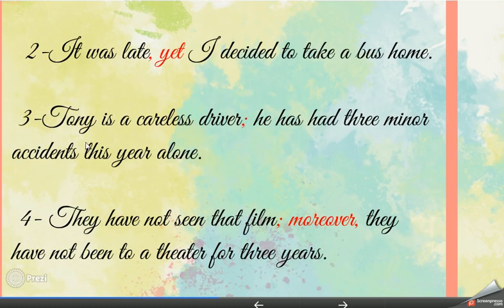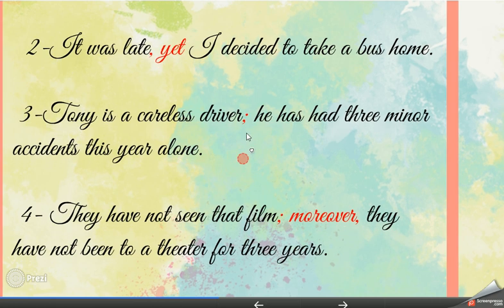Another example: Tani is a careless driver. See, this is an independent clause. The semicolon is considered a coordinating conjunction. Okay, so this is very important. So this is a conjunction. Tani is a careless driver; he has had 3 minor accidents this year alone. See, another independent clause, and we join these two independent clauses using a semicolon, which could be considered a coordinating conjunction.